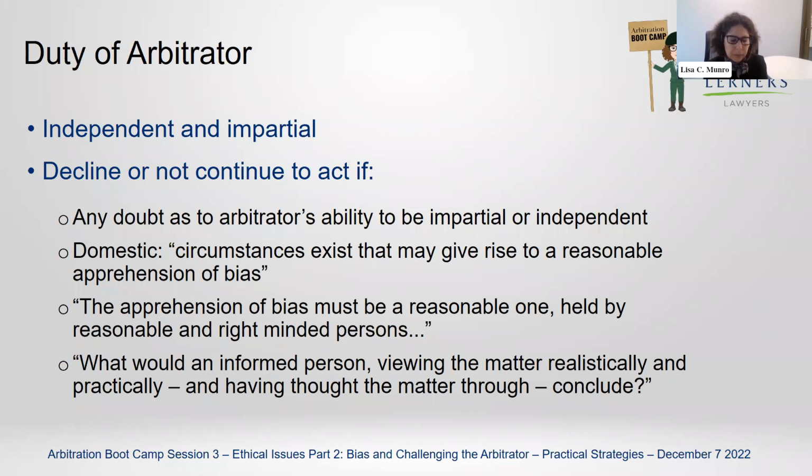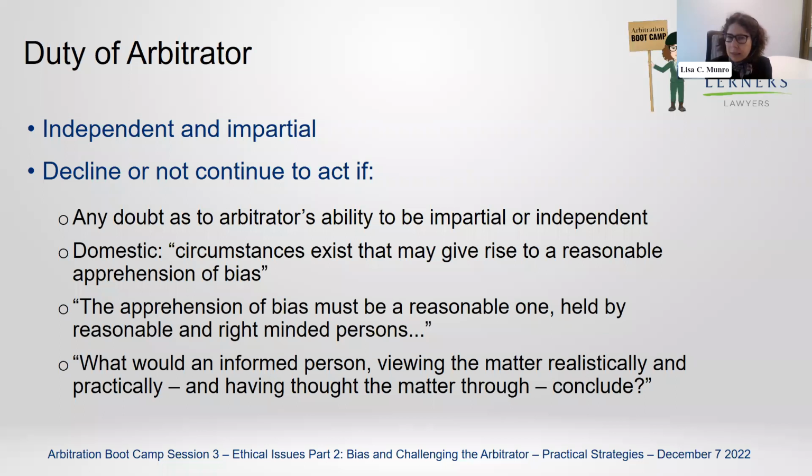The model law says that there's a challenge only if circumstances exist that may give rise to justifiable doubts as to the arbitrator's impartiality or independence. So if you look at the two standards, the disclosure standard and the challenge standard, under both the domestic and the international arbitration legislation, you'll see that the test for disclosure is slightly lower than the test for challenge. So that's the first important point that I want to make.